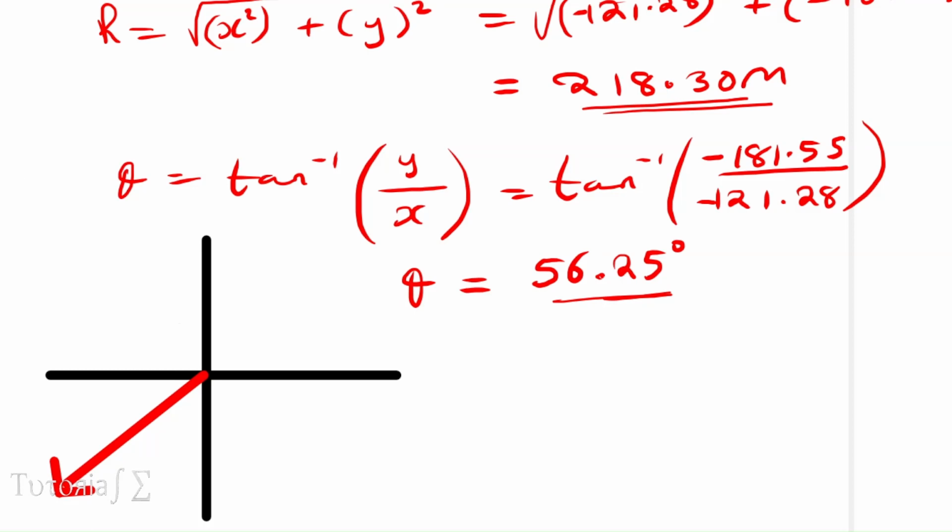Then we can also put the direction. This is positive 56.25. If we find a negative direction, then it will be the opposite direction, and we'll start from here going to the vector like that. But in this case it is positive, so it will be like that. The magnitude is 218.30, and the direction is 56.25 degrees. And you are done.